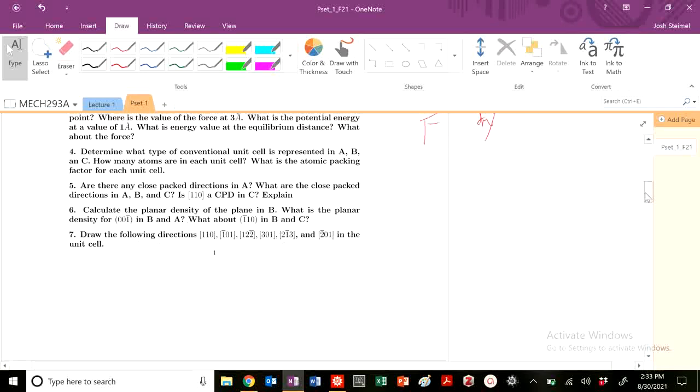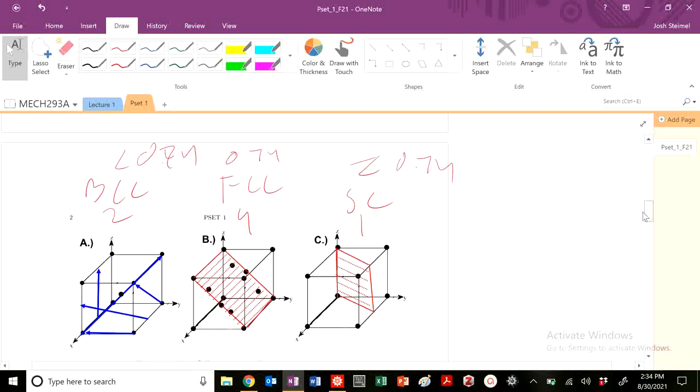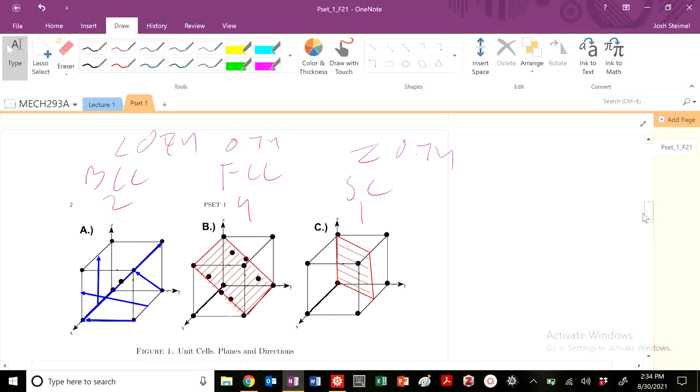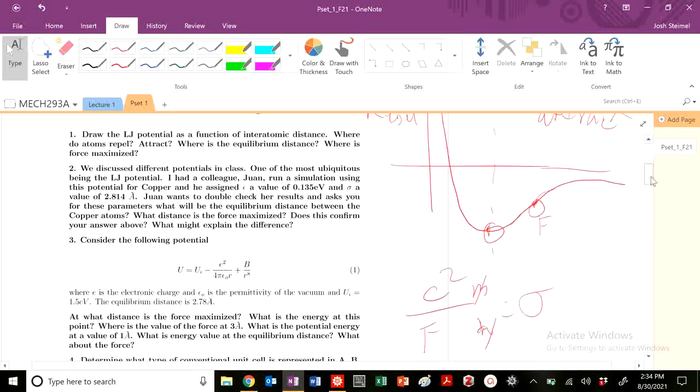Are there any close packed directions in A? Actually, we see one close packed direction if we go from here all the way across from right there. So this is a close packed direction. Everything else is not. And that is the 111 direction. Fantastic. So let's see what other questions are being asked here.